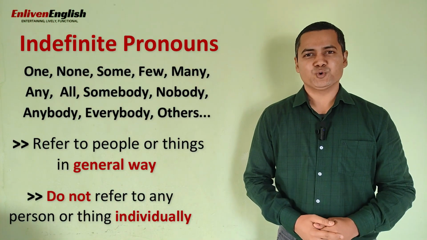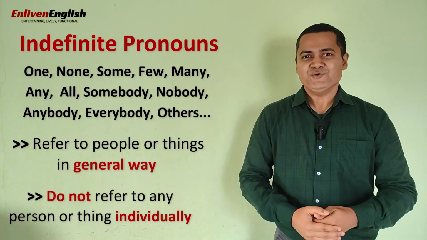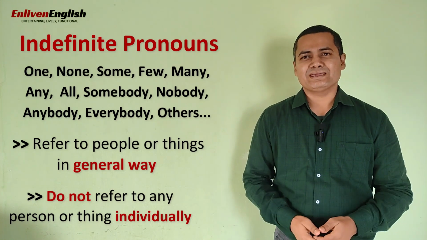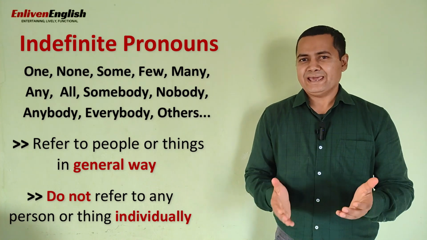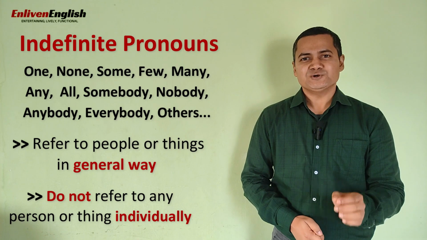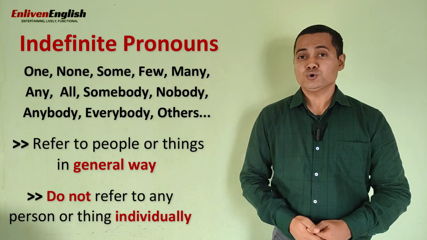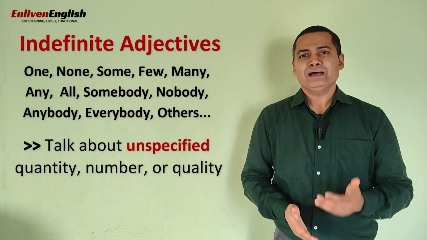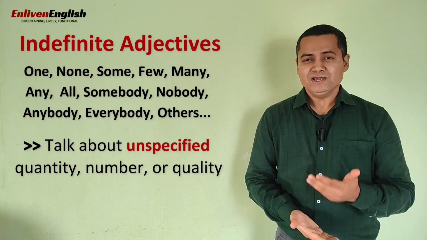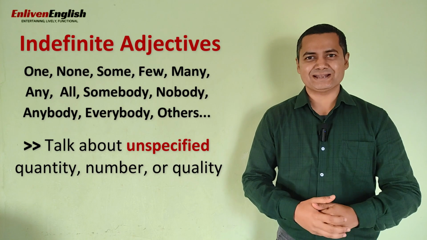Now indefinite pronouns. One, none, some, few, many, any, all, somebody, everybody, others, etc. These refer to things or people in a general way. They do not refer to people or things individually. They talk about unspecified quantity, quality, or number. Let's see some examples to understand this.